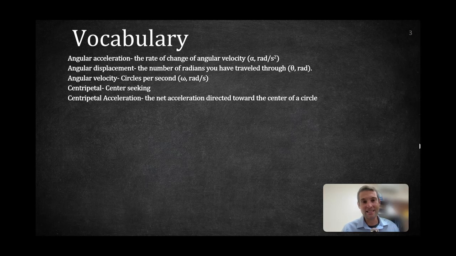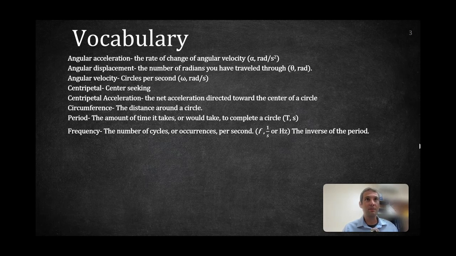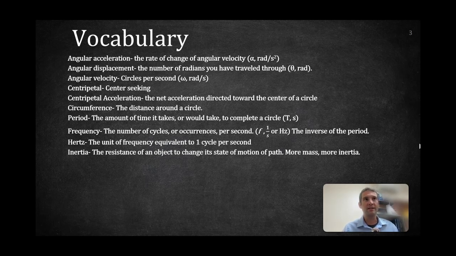Centripetal acceleration is the net acceleration directed toward the center of the circle, because centripetal means center seeking. Circumference is the distance around the circle. You remember the circumference formula as 2 pi r. Period is the amount of time it takes or would take to complete a circle. The symbol is capital T, and the unit is seconds. Frequency is the number of cycles or occurrences per second. The symbol is F, lowercase f, and the unit is 1 over seconds, or a hertz. It's the inverse of your period. Hertz, the unit of frequency, is equivalent to 1 cycle per second.